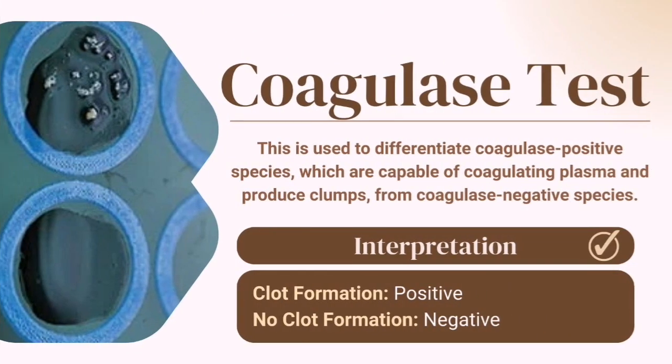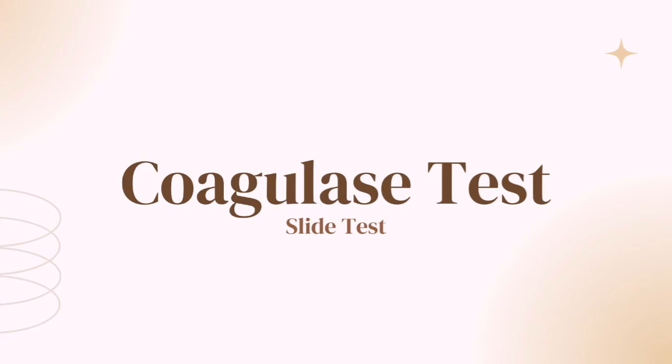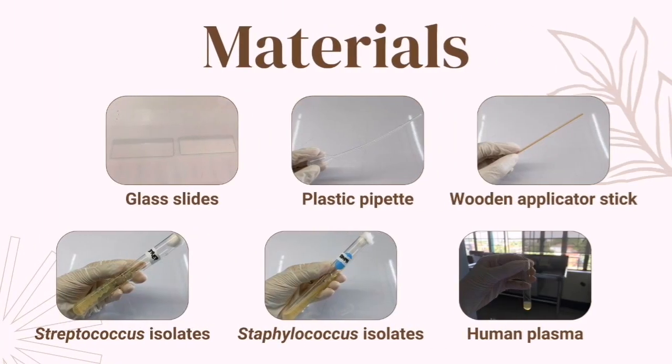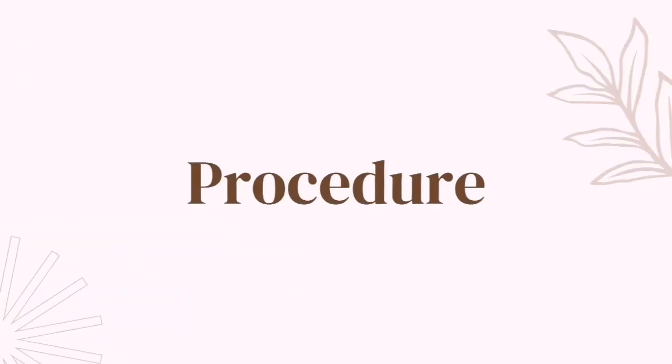Coagulase test is used to differentiate coagulase positive species, which are capable of coagulating plasma and produce clumps, from coagulase negative species. Its interpretation is, if it is positive, there is clot formation, while if it is negative, there is no clot formation. Let us first do the Coagulase slide test. The materials used are the following: glass slides, plastic pipette, wooden applicator stick, Streptococcus isolates, Staphylococcus isolates, and human plasma.